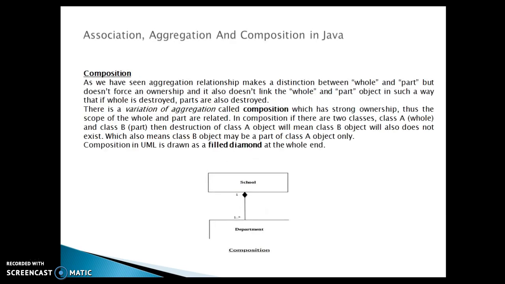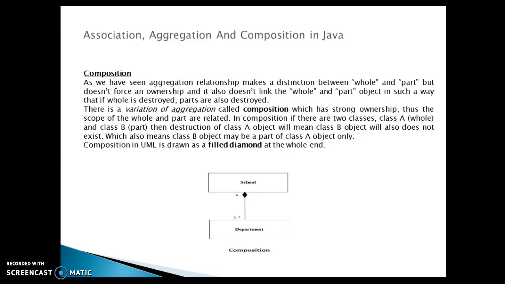Now the next relationship we have is composition. As we have seen, an aggregation relationship makes a distinction between whole and part, but does not force an ownership, and it also doesn't link the whole and part objects in such a way that if the whole is destroyed, the parts are also destroyed, right? There is a variation of aggregation called composition, which has strong ownership. Thus the scope of the whole and part are related.